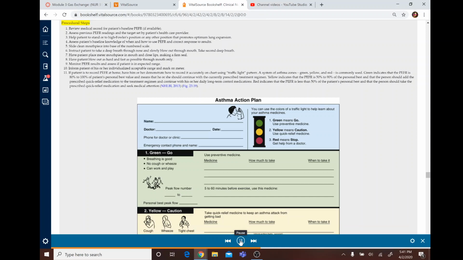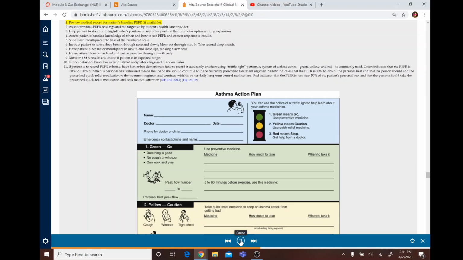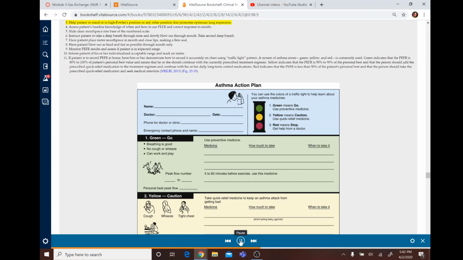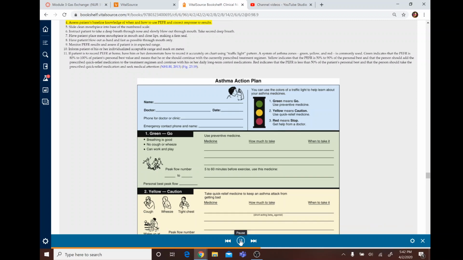Procedural steps. 1. Review medical record for patient's baseline PEFR, if available. 2. Assess previous PEFR readings and the target set by patient's healthcare provider. 3. Help patient to stand or to high Fowler's position or any other position that promotes optimum lung expansion. 4. Assess patient's baseline knowledge of when and how to use PEFR and correct response to results.